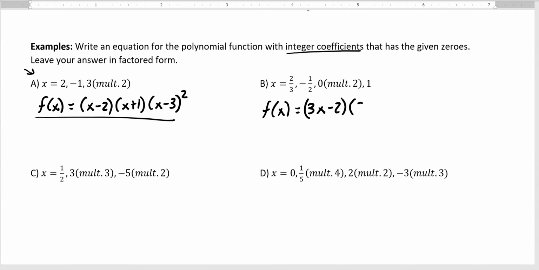Negative 1/2 would be 2x plus 1. We have x equals 0, so that's just x. It has a multiplicity of 2, so x squared. And then x equals 1 would be x minus 1. So that would be our function with the stated zeros.